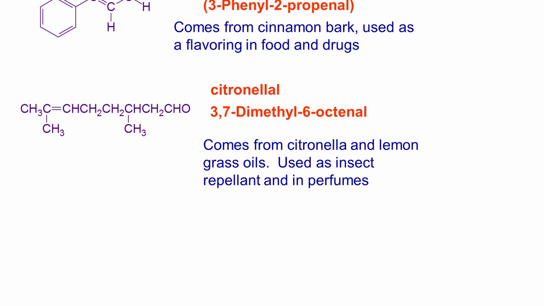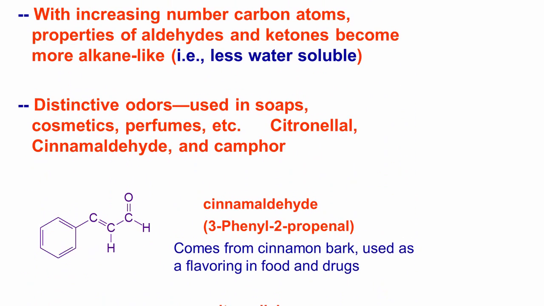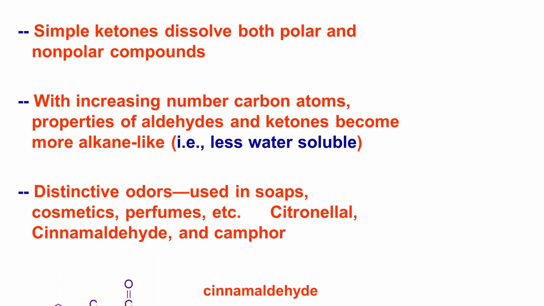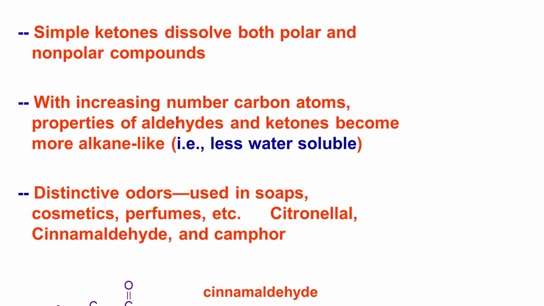Just like everything else, the longer that hydrocarbon chain gets, the more hydrocarbon-like those compounds become. Simple ketones dissolve both polar and nonpolar compounds. Again, as far as dissolving the polar compounds, that'd be ketones with 4 or less carbon atoms. Again, when increasing the number of carbon atoms, the properties of aldehydes and ketones become more alkane-like. In other words, less soluble in water.